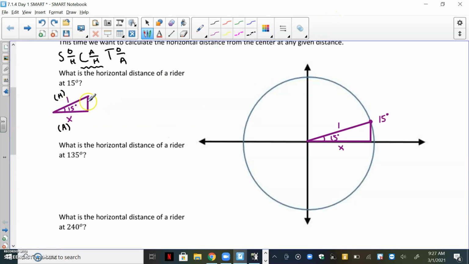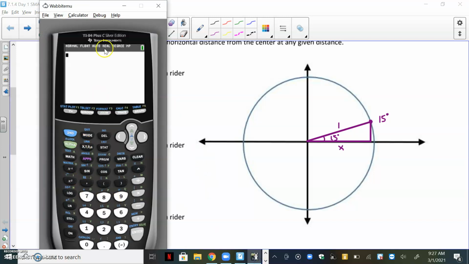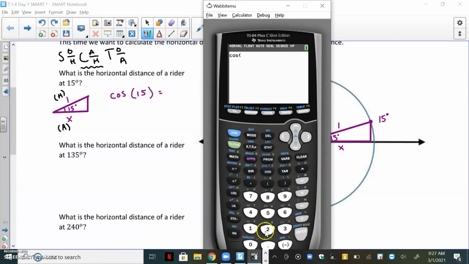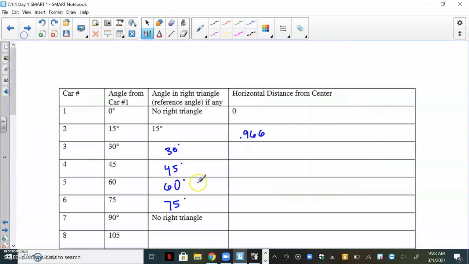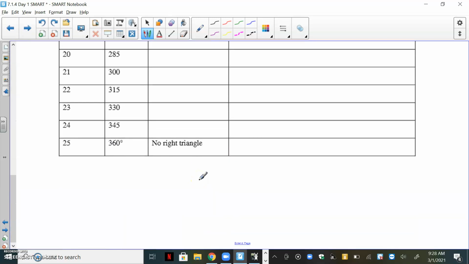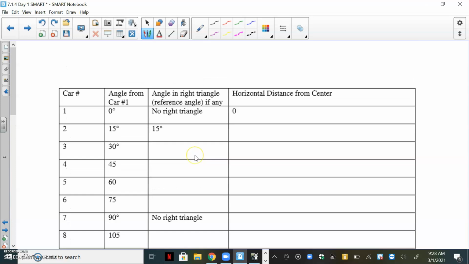So because the hypotenuse is 1, all we need to do here is just take the cosine of 15, and we can use our calculator for that. So cosine of 15, and that gives us an answer of 0.966, we can say. All right, and so we know that the horizontal distance of the rider from the center axis is about 0.966 feet, if this ride had a radius of 1. All right, so we can go to our table and go ahead and, oh, forgot to erase those. Not restarting the video now. 0.966.